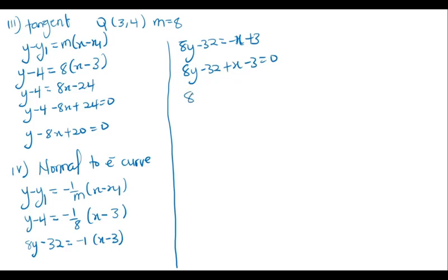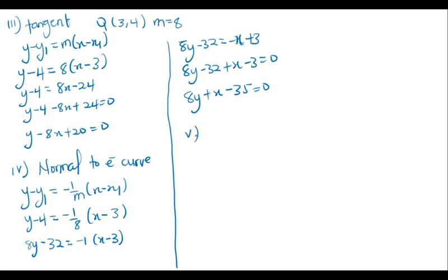So we have what? 8y, the 32 is still here, plus x. This is what? Minus 35 is equal to what? 0. So this is our equation of the normal to the curve.